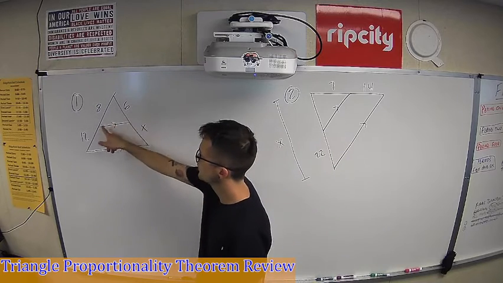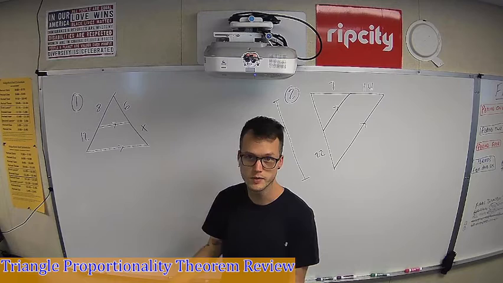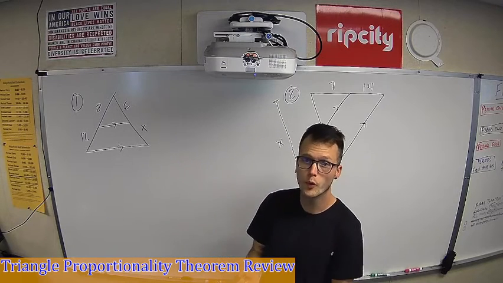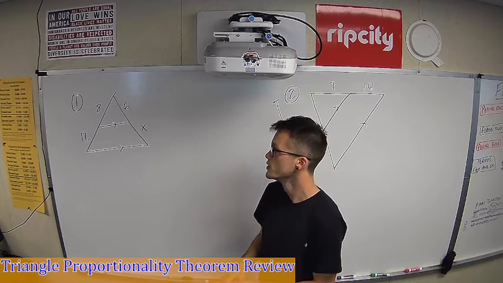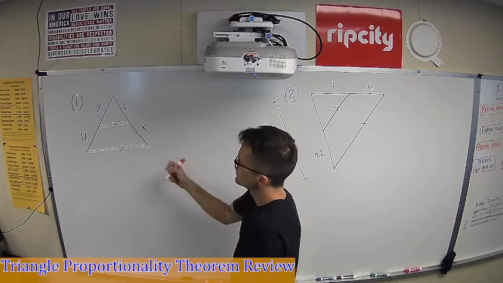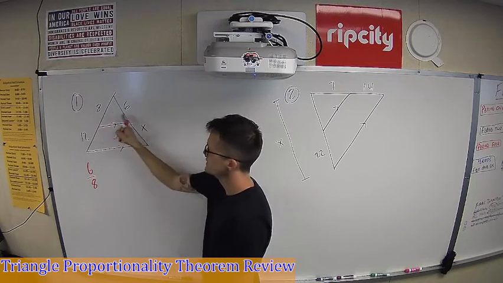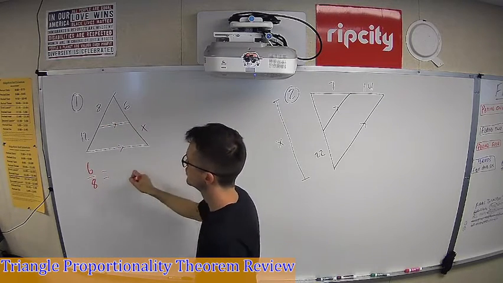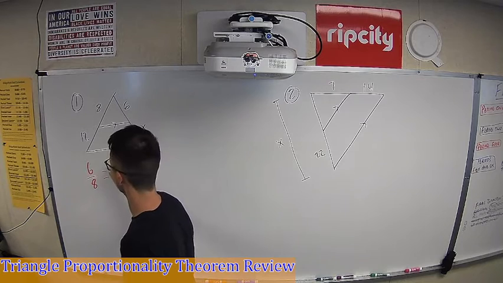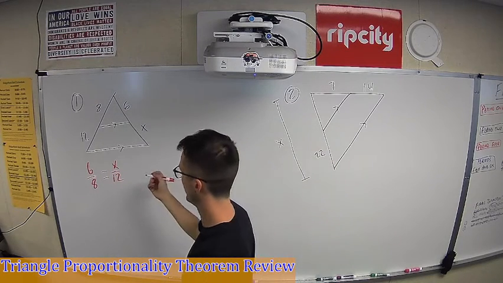Notice we have a smaller triangle inside of a larger one, and these two bases are parallel. That's what those arrows indicate. A couple correct ways we can set this one up. I think the easiest way is just to look for corresponding parts here. So we could say that 6 is to 8, just as x is to 12. That is one correct way to set this up and then solve.